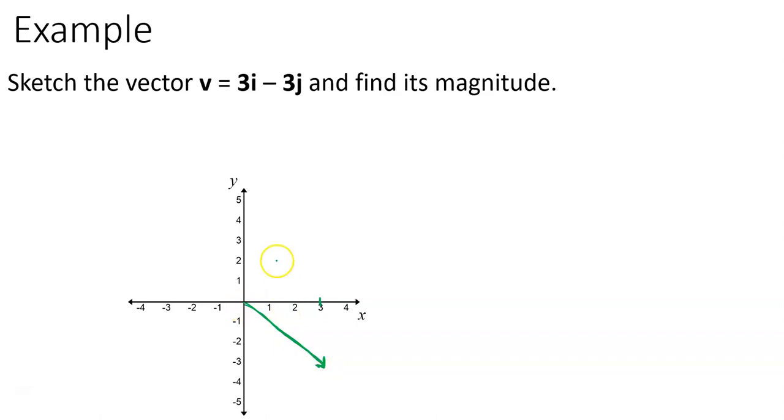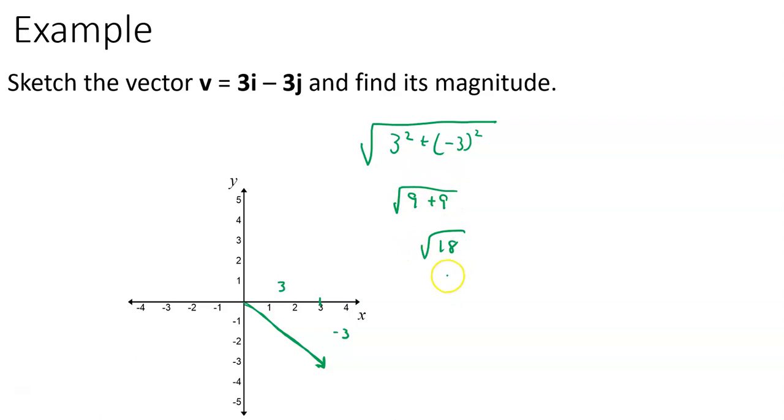It's got a horizontal and a vertical component. So its horizontal component is 3. The vertical component is -3. Its magnitude is the square root of a squared plus b squared. So 3 squared plus -3 squared. 3 squared is 9, so I get 9 plus 9. Square root of 18. And then 18 breaks down into 9 and 2. So 3 square root of 2.